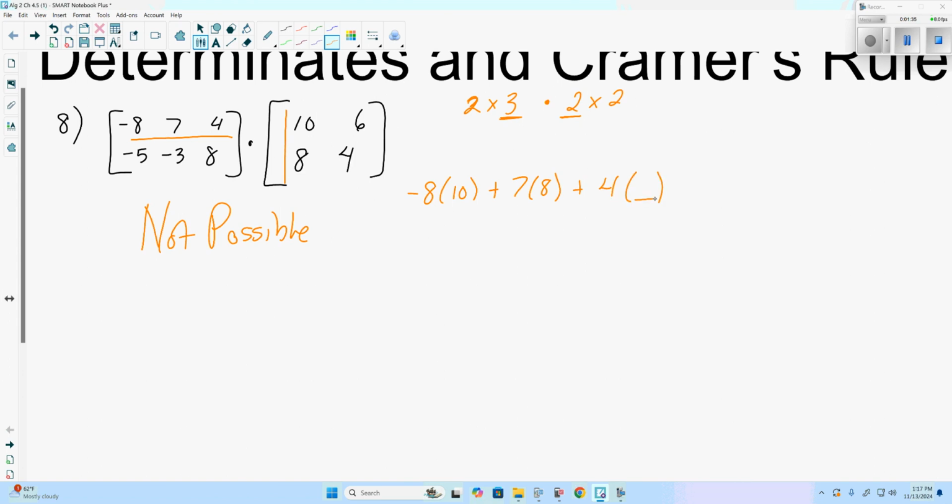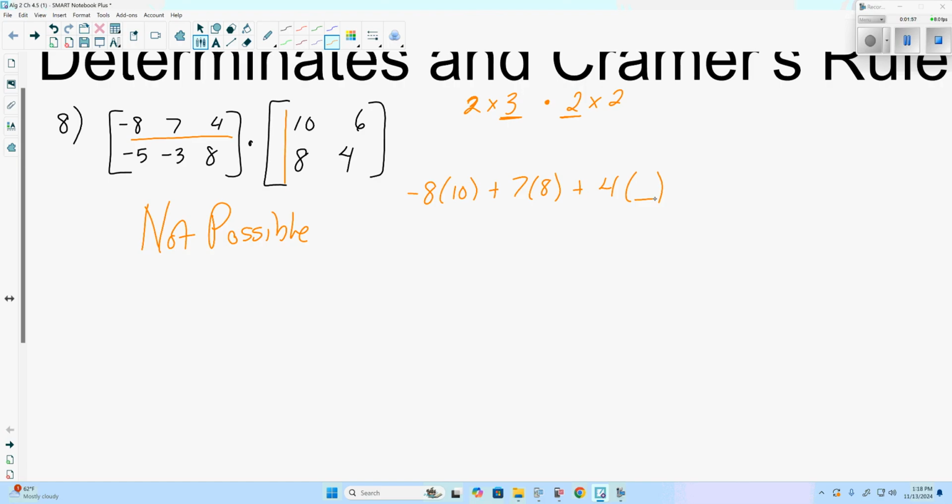This is the only one not possible on the back, that sheet there with 8 and the other 3. Because we don't have a number there to multiply with our 4. That's why the columns of the first have to match the rows of the second, because it's our over and down. They have to line up.